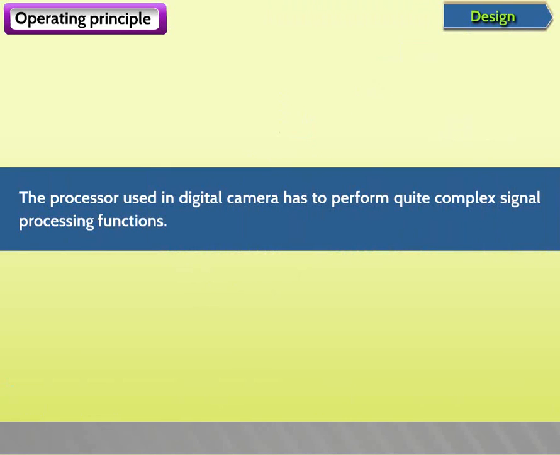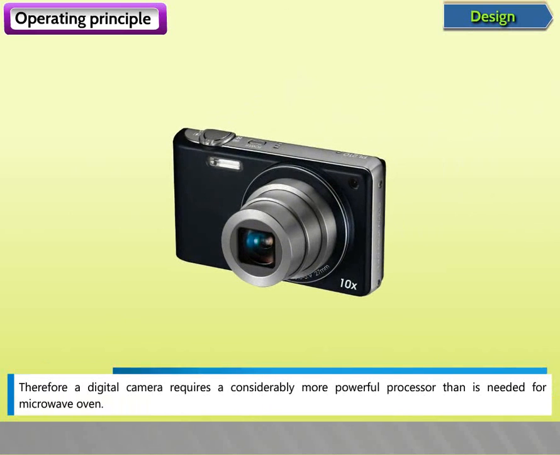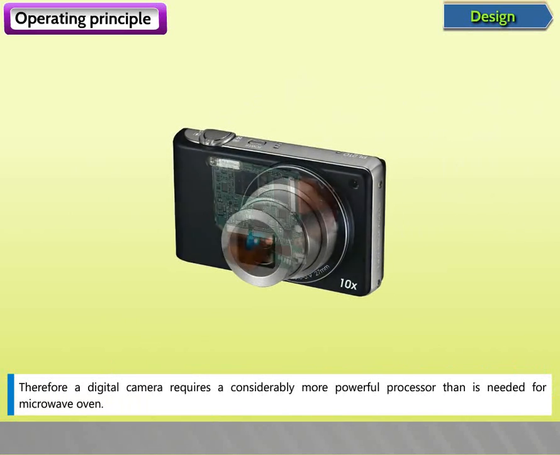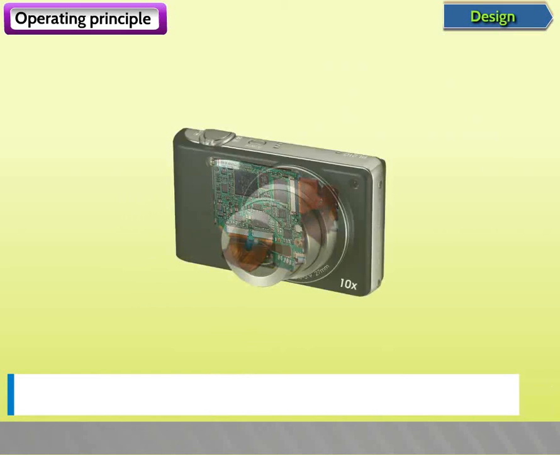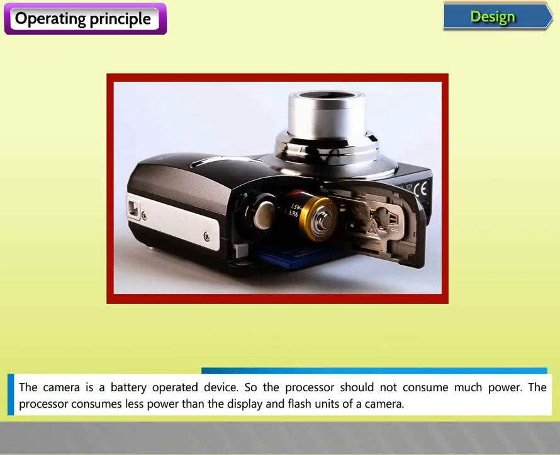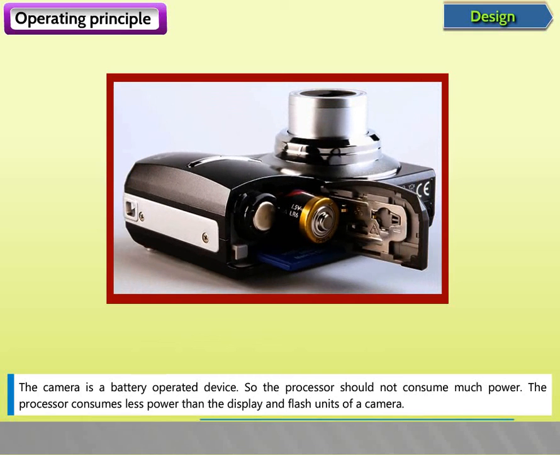Design. The processor used in a digital camera has to perform quite complex signal processing functions. Therefore, a digital camera requires a considerably more powerful processor than needed for a microwave oven. The camera is a battery-operated device, so the processor should not consume much power. The processor consumes less power than the display and flash units of a camera.